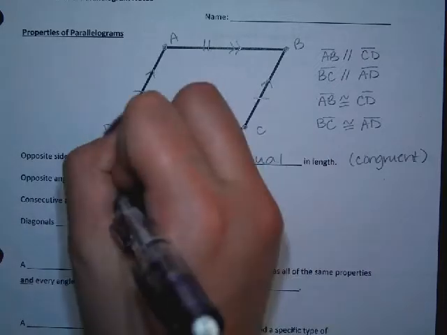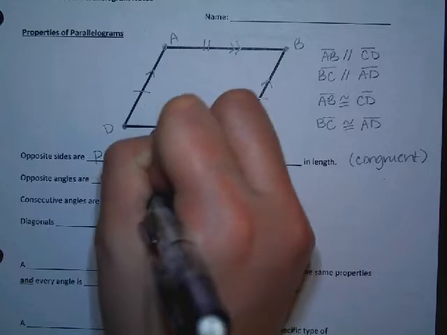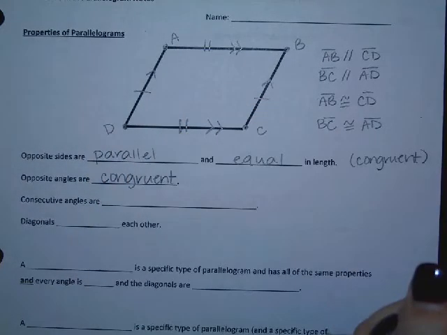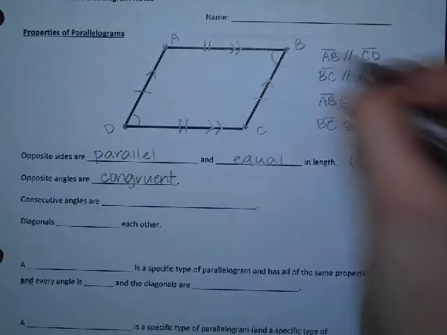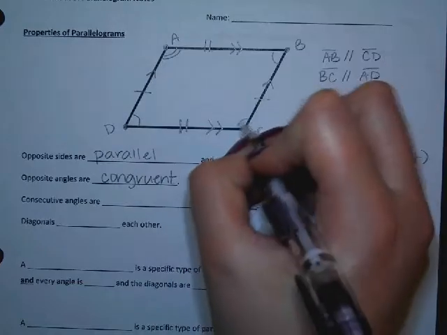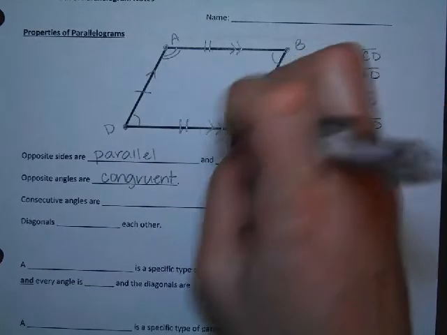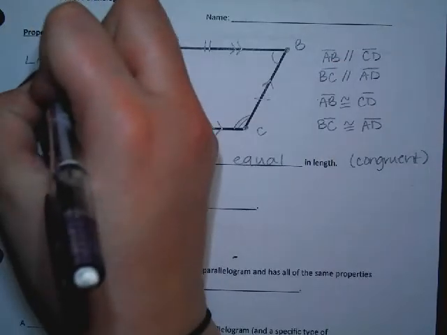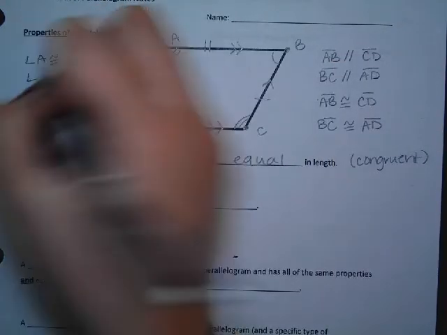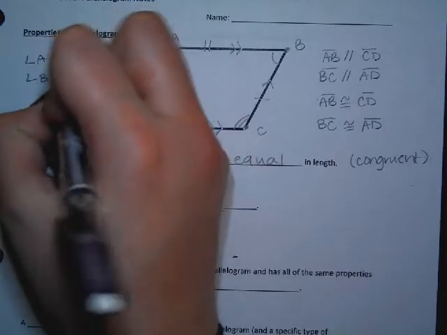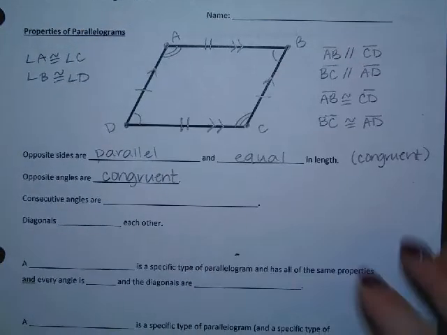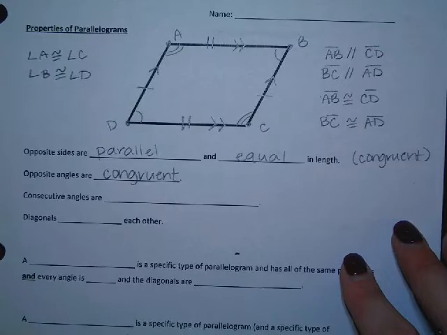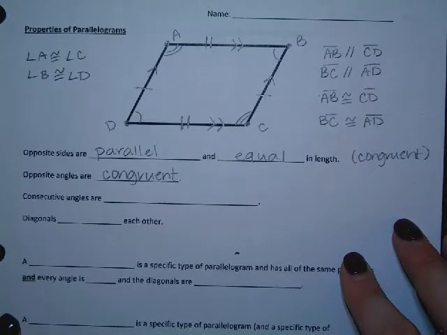Opposite angles are also congruent. And what I mean by opposite angles is the ones that are across from each other. So angle D and angle B are the same. Angle A and angle C are the same. Let me draw that better. So angle A is congruent to angle C. Angle B is congruent to angle D.